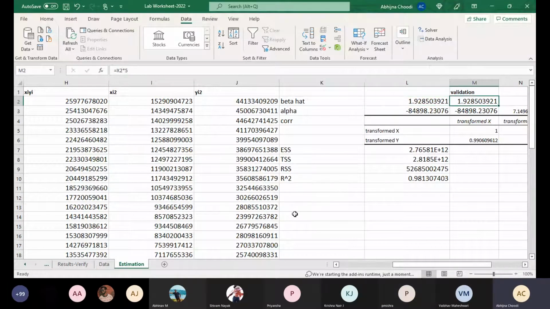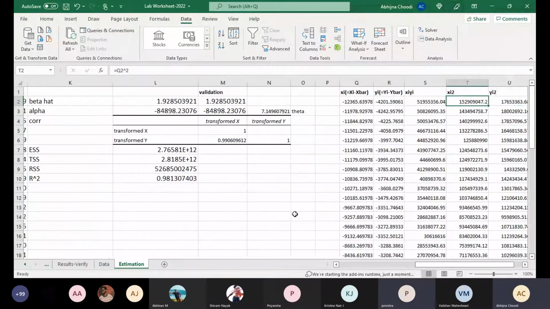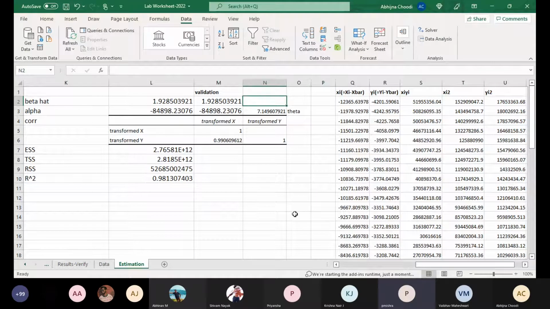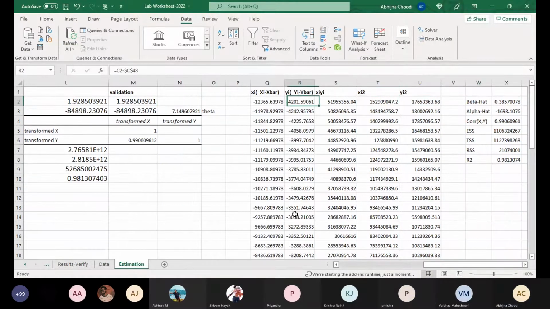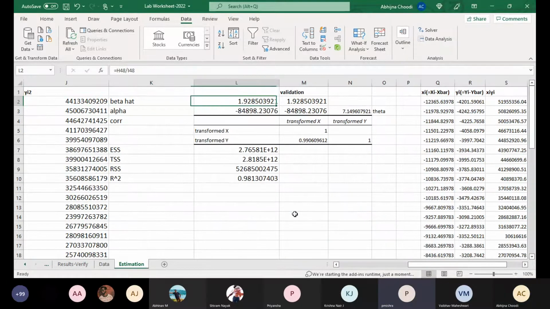I did the validation as well, as in I checked it with the previous command. Yes, you basically validated it with respect to the previous command. But how are this new beta hat and old beta hat related? Like we did in class, the new beta hat is d by b into the old beta hat. So here, just go to the next cell.